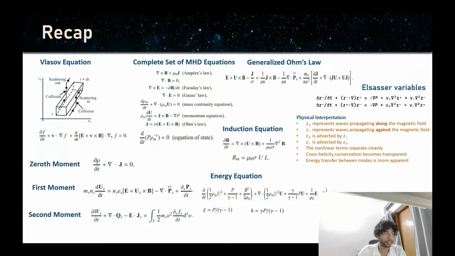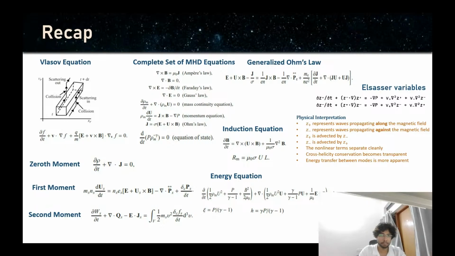So previous week we actually derived the MHD equations. Prior to that week, we introduced plasmas, and in the previous week, we derived the MHD equations from the Vlasov equation, which is a counterpart of the Boltzmann equation in case of fluids.